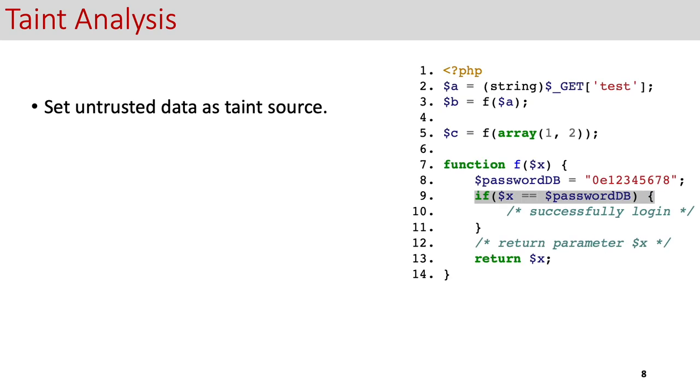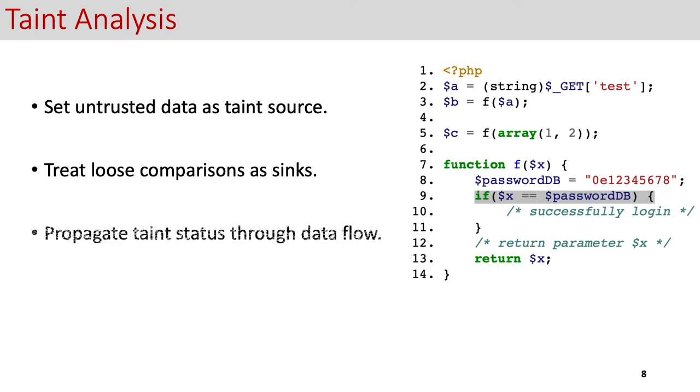So, as for the taint analysis, LChecker performs a standard taint analysis. We see the untrusted data as a taint source, and in the example on the right-hand side, we mark the GET superglobal variables as the taint source. And we then treat all the loose comparison operators as sinks. We propagate the taint information from the taint sources to the sinks along with the data flow of the program.